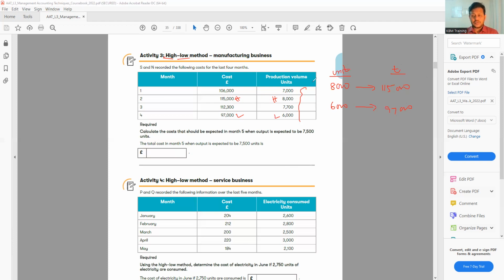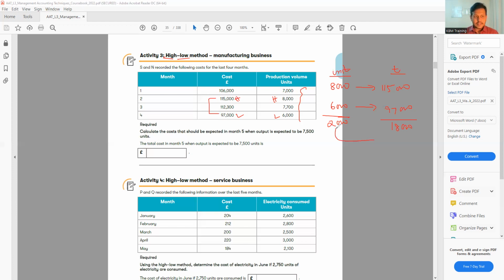Step number 2 is to find the difference between these two. So find the difference between 8 and 6. So it is 2,000. And find the difference between 115 and 97. Can anyone give me the figure, how much it is? So 115 minus 97,000. That will give us how much? 18,000. Very well done. So step number 2, 18,000 we have. We have a unit difference and we have a cost difference.